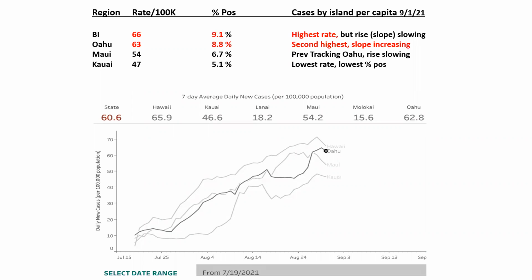Now, the percent positive is highest for Oahu and Big Island. That's important because the cases on this graph only depend on what cases you pick up. So if the percent positive is high, you tend to be missing more cases. There's more than you see on the graph. But it does look like the 2 highest percent positive are the 2 highest on the graph. So it's probably a good reflection. Next slide, please.